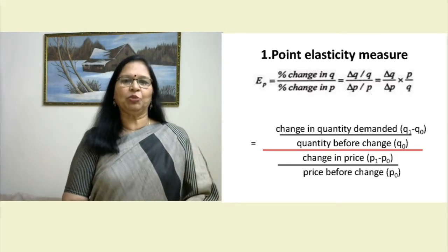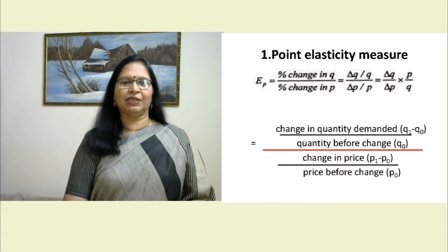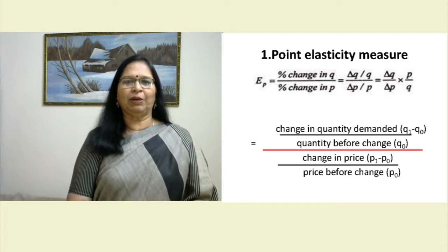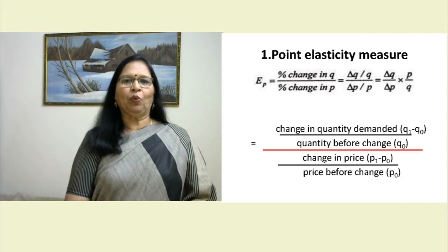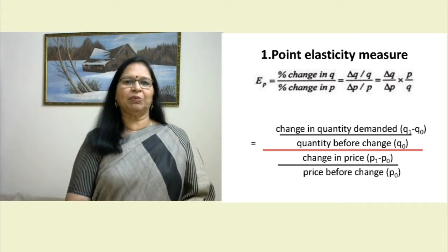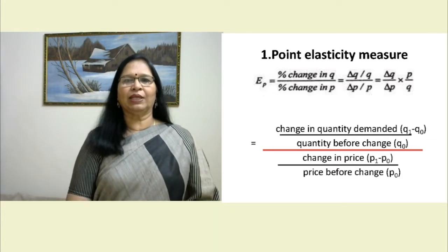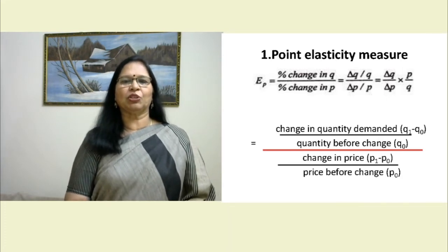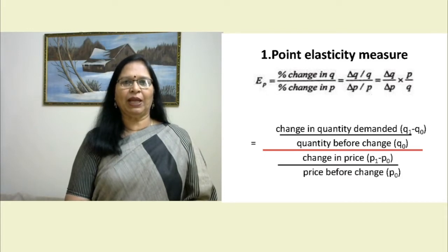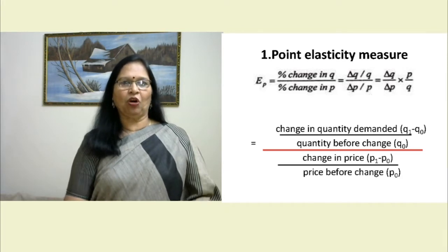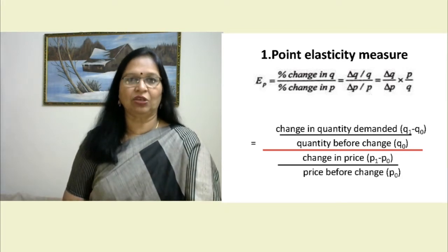The first method, the most popular method, is known as point elasticity of demand, and it has a formula where we have to say percentage change in quantity demanded by percentage change in price. Now the percentage change is shown as delta Q by Q, divided by delta P by P. So when we expand it, cross multiplying it, we show it as delta Q by delta P into P by Q. Now this is a formula which is most often used to measure price elasticity of demand.